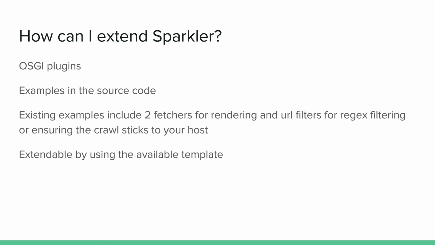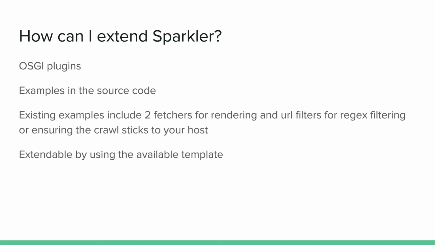So if you're crawling a whole bunch of websites and you don't want it to crawl anywhere outside of the primary domain, or if you want to be able to filter the domains it does crawl via regex, there's a couple of examples in there, but of course you can then take these and extend them further.